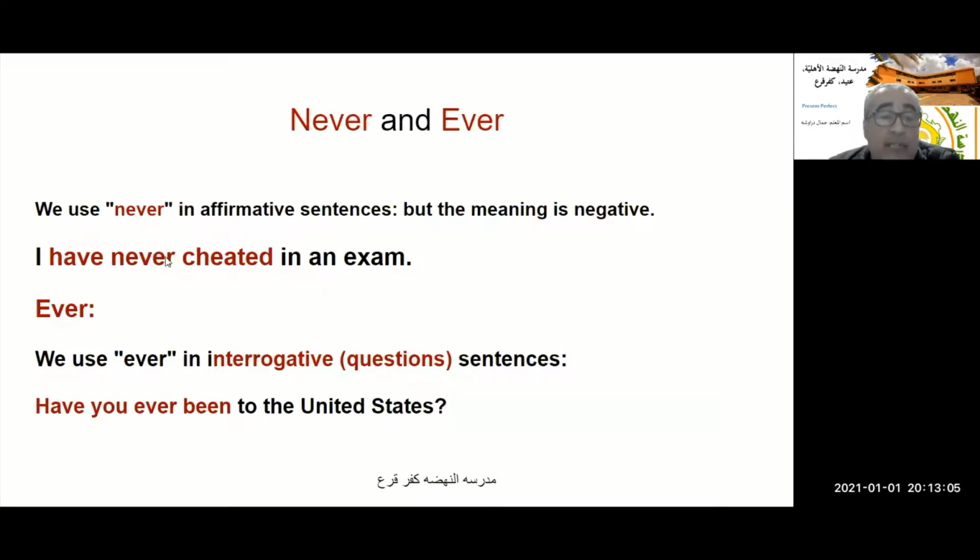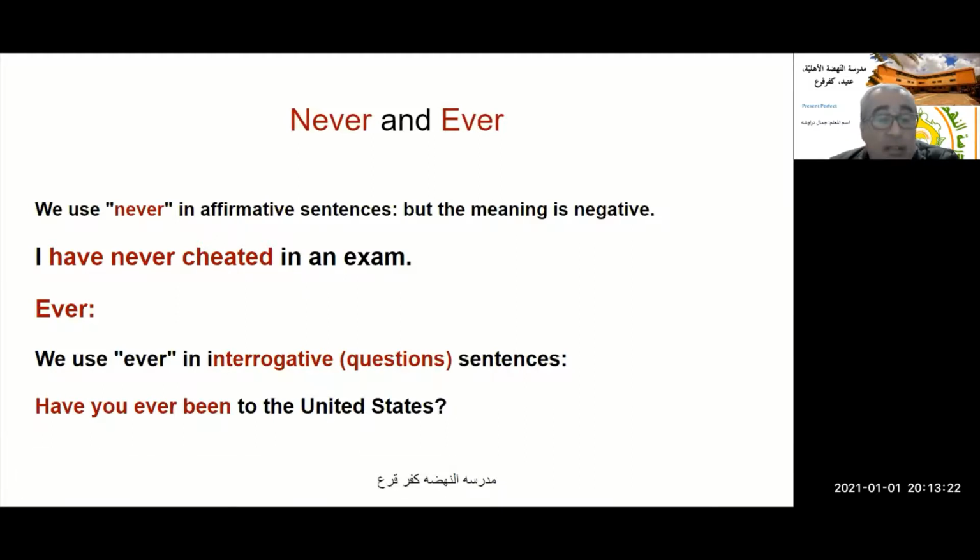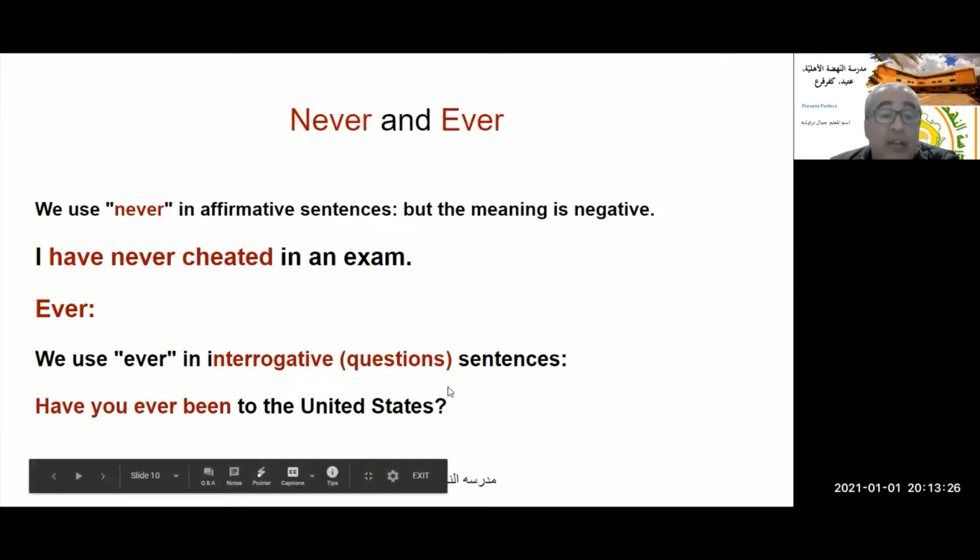Never means never at all. Ever, we use ever in interrogative, in question sentences, if we want to ask a question. For example, in the present perfect, have you ever been to the United States? And the answer should be, yes, I have been to the United States. If I haven't been to the United States, I would say I have never been to the United States.